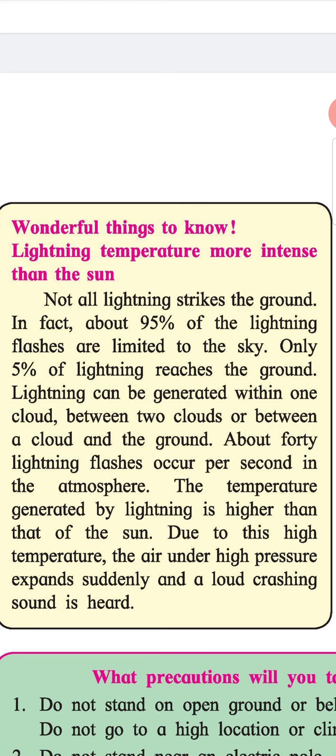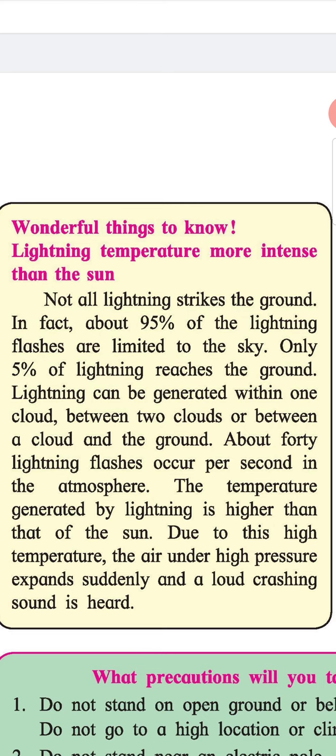Box. Wonderful things to know. Lightning temperature more intense than the sun. Not all lightning strikes the ground. In fact, about 95% of the lightning flashes are limited to the sky. Only 5% of the lightning reaches the ground. Lightning can be generated within one cloud, between two clouds, or between a cloud and the ground.